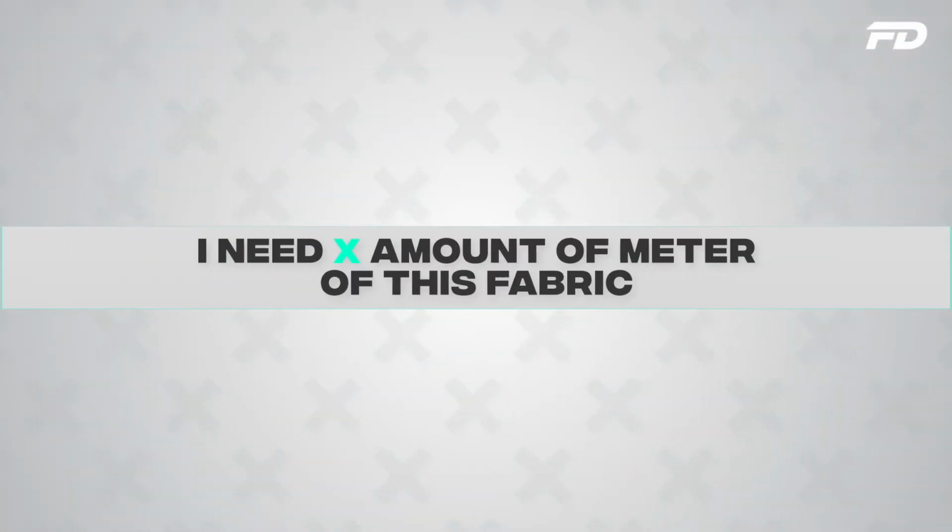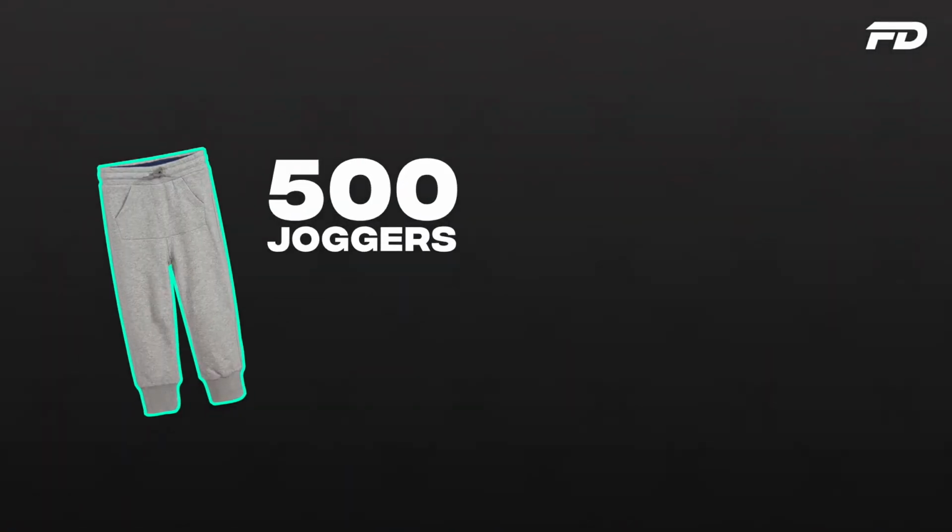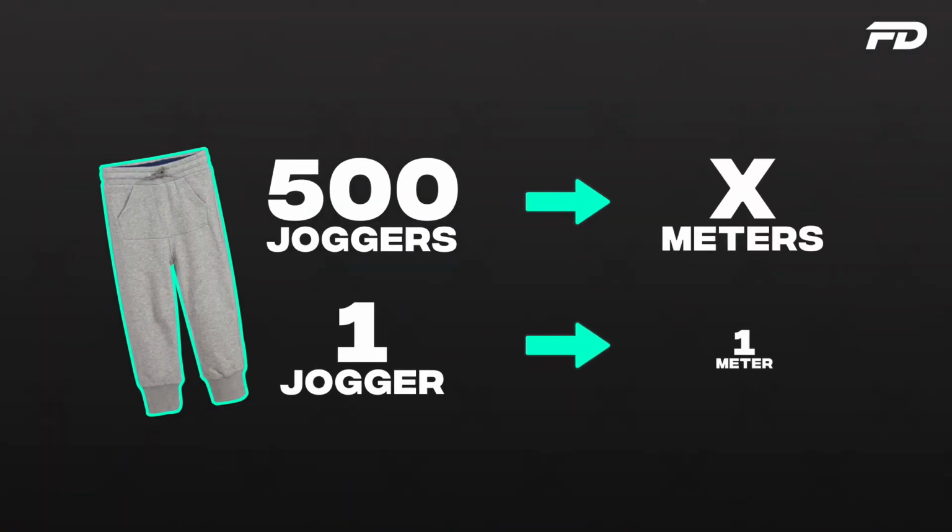So how much fabric do we have to order from the supplier? You're not going to tell the supplier, I need to order 1.5 square meters. You're going to tell them, I need X amount of linear meters of this fabric. So 500 joggers that need 1.5 square meters each, and 1 linear meter of our fabric gives us 1.5 square meters of fabric.